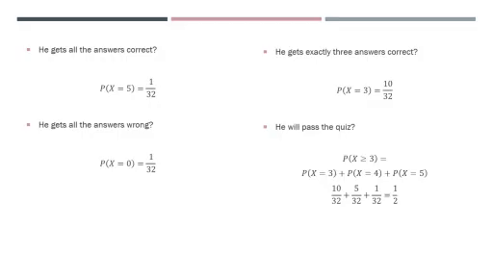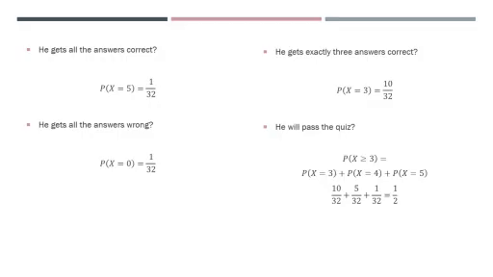So it would be 1 out of 32. If we wanted to find the probability of him getting all of them wrong, again, there's only one option out of 32, so it'd be 1 over 32. What's the probability that he gets exactly 3 correct? So that would be P(X = 3). There were 10 out of the 32.